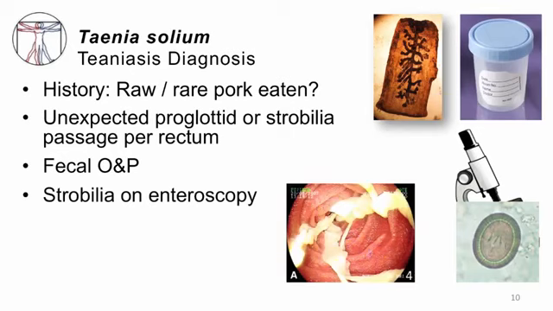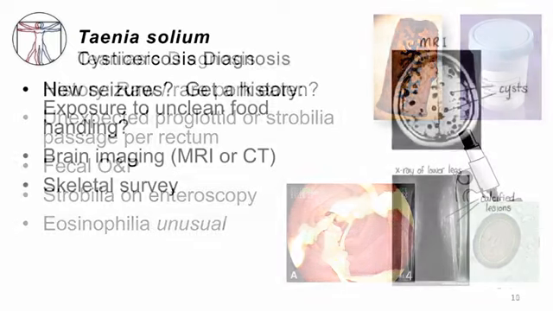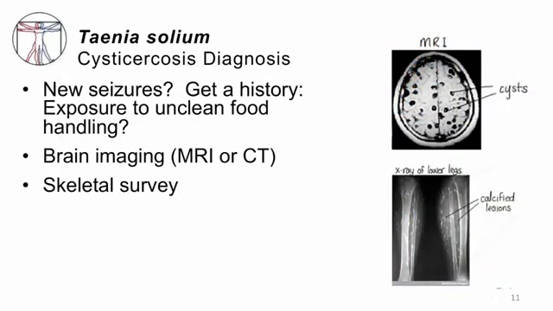On occasion, patients will have endoscopy. The gastroenterologist will see the tapeworms right then and there. Most of these patients do not have a high eosinophil count. In the case of cysticercosis, it's different.